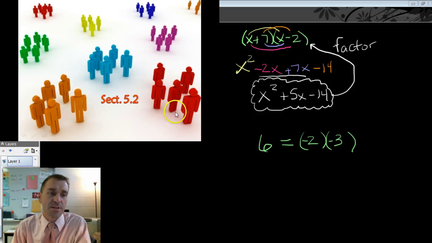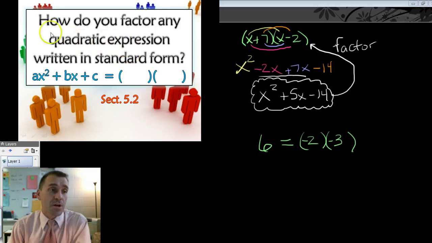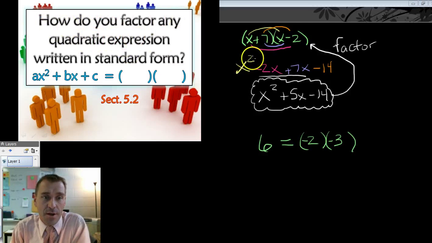So in this section, we're going to answer the question: how do you factor any quadratic expression, a square term, given like this? We're going to take that written in standard form and rewrite it as the product of certain things. Now, it's not always going to be two binomials. There are some special factors, but that's the general concept.